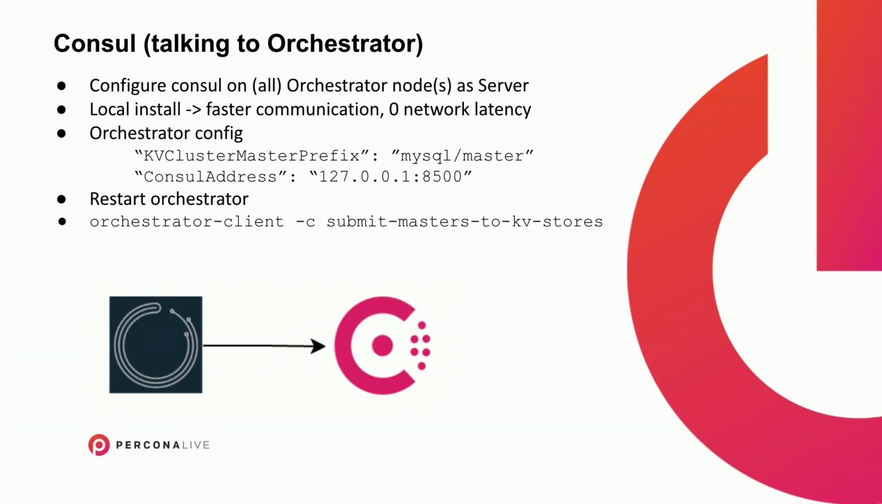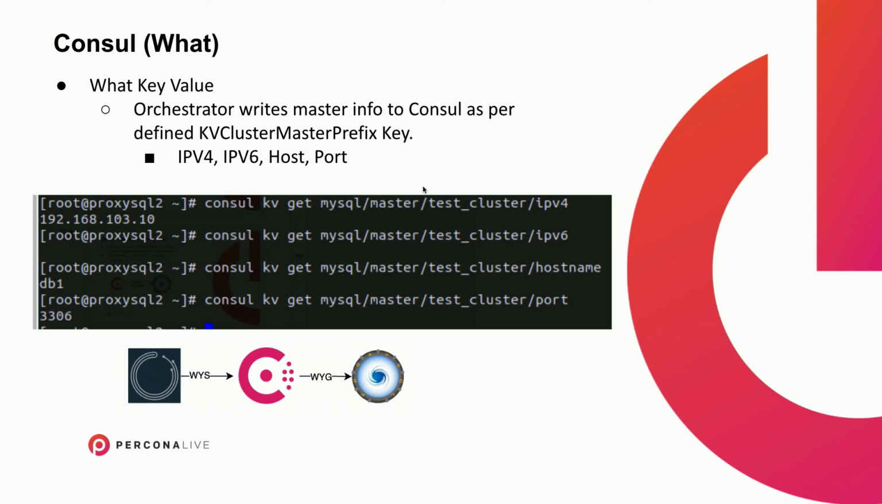Right now, when we do the Orchestrator config here, kv cluster master prefix to MySQL and master, here is the address of Consul. When the orchestrator submits the masters, it will automatically submit the master values to Consul, and we can fetch the values in this way. We can get the IPv4 address, IPv6 address, host name, as well as the port. So this is how we can pull the values from Consul.